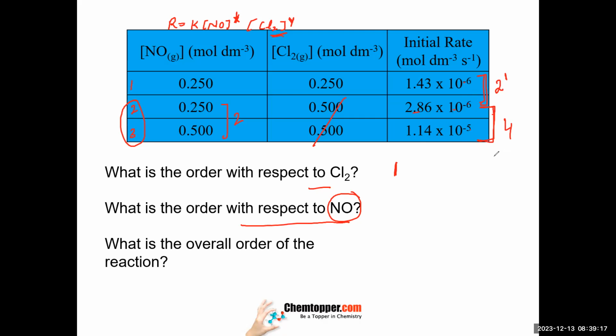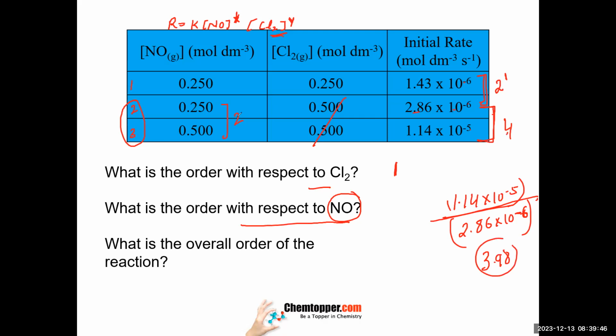So that is 4 nearly. No, no, no, Aditi. You do it like this: 1.14 times 10 raised to power -5 divided by 2.86 times 10 raised to power -6. Put parenthesis for the denominator. If you don't put parenthesis in the denominator, your answer will be wrong. Now check how much you are getting. You must be getting 3.98, which can be taken as 4.